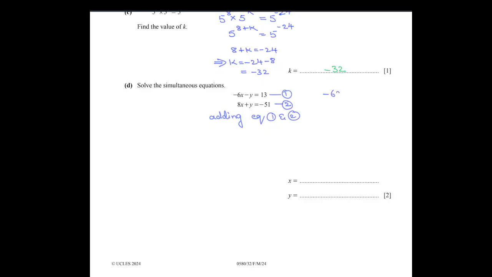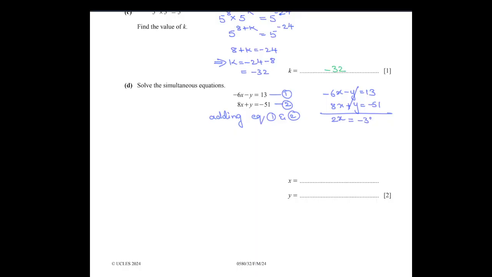Minus 6x minus y is equal to 13. Adding 8x plus y is equal to minus 51. So when you are adding, minus 6x plus 8x is 2x. Minus y plus y gets cancelled, and 13 minus 51. What is 13 minus 51? Minus 38.